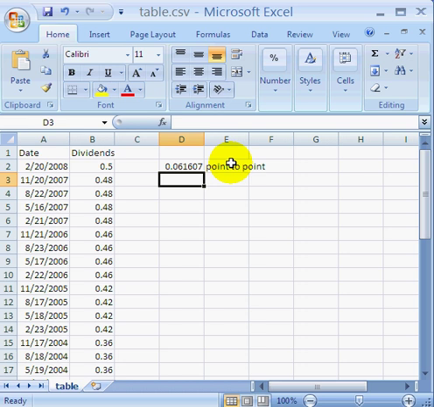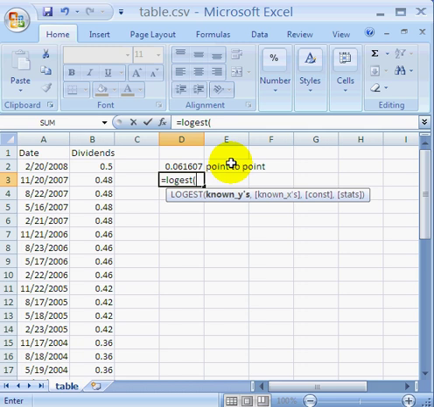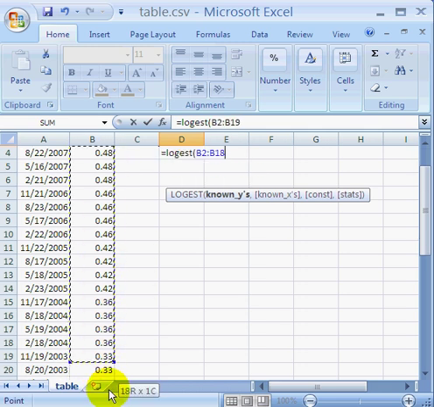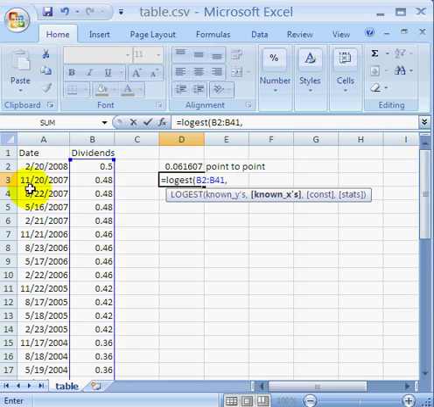Now, a slightly more sophisticated way to do this is to use a regression, noting the fact that the dividend growth rates on a year-to-year basis may actually differ. So let's use that. That's the LOGEST function, equals LOGEST. It calculates a logarithmic regression. The y's are the dependent variables, the things that we want to predict. Those are the dividends, so highlight those dividends. Put in a comma, and then the x's, the things that we think determine these dividends, that would be the dates.